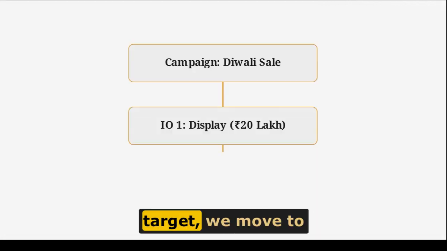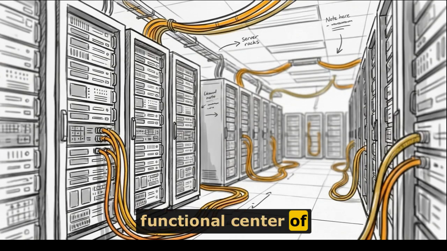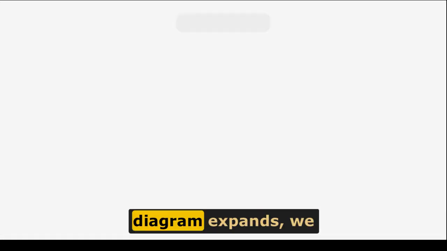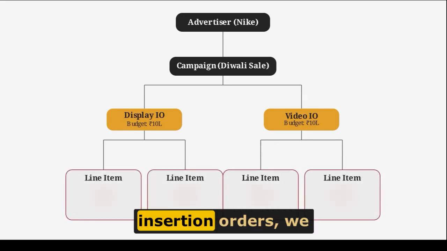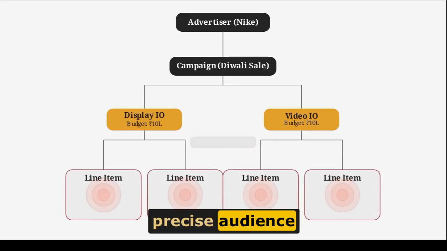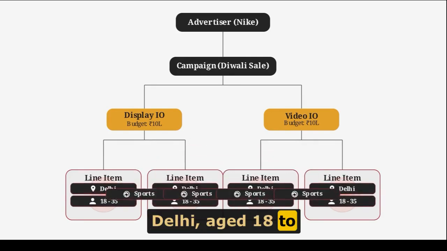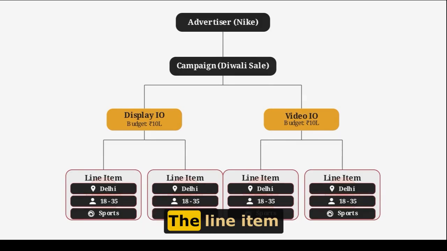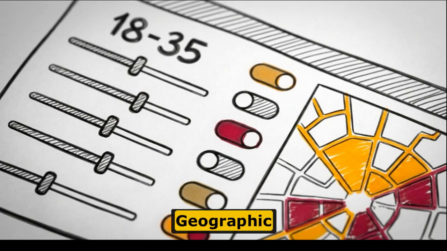To answer who we target, we move to the 4th level, the line item. This is the functional center of the DV360 platform, where the ad buying takes place. As the diagram expands, we construct 2 specific line items beneath each of our insertion orders. We program precise audience parameters into these blocks. Users located in Delhi, aged 18 to 35, who have an interest in sports. The line item settings panel handles the tactical work. You toggle geographic borders, filter demographic groups, and select real-time bidding strategies from this interface.